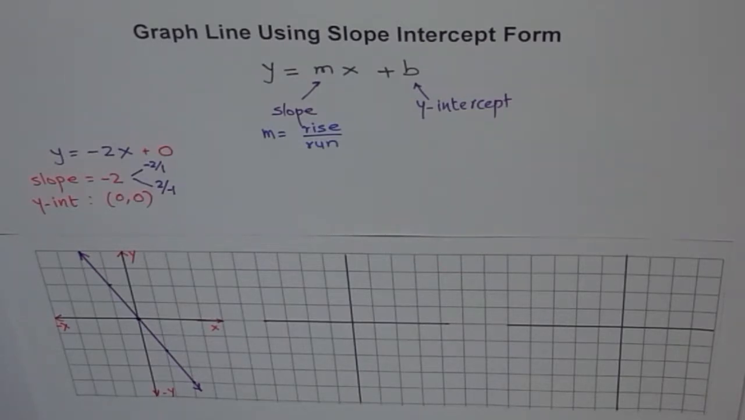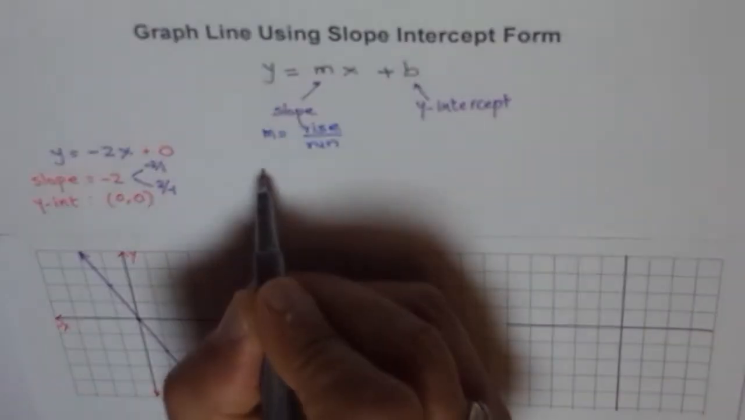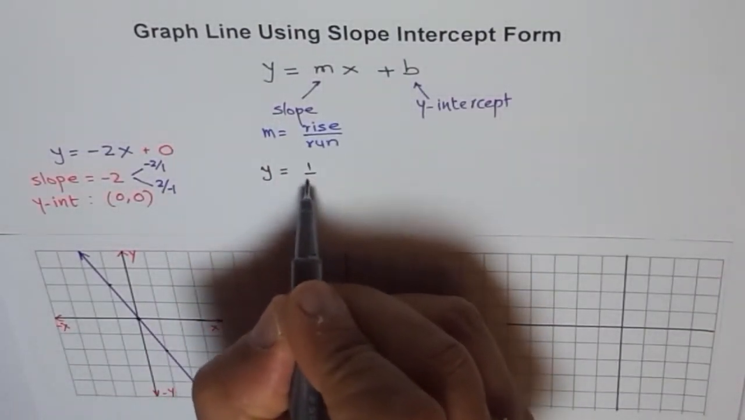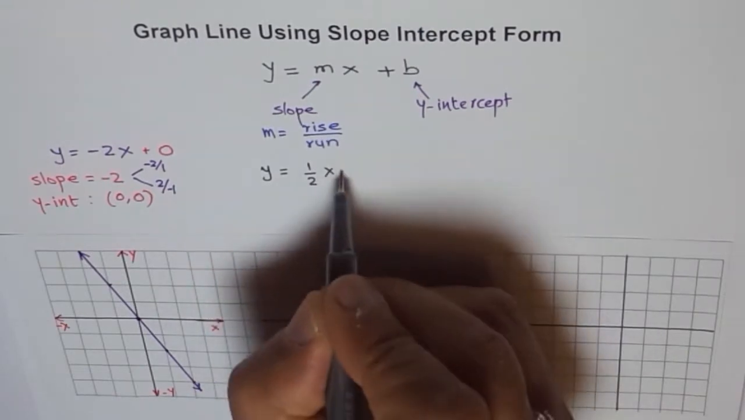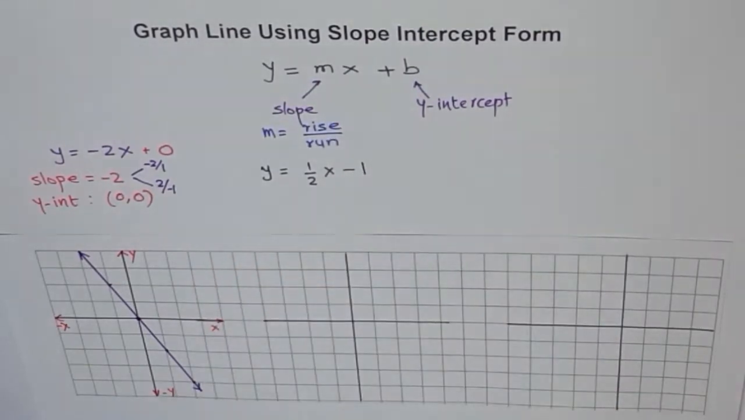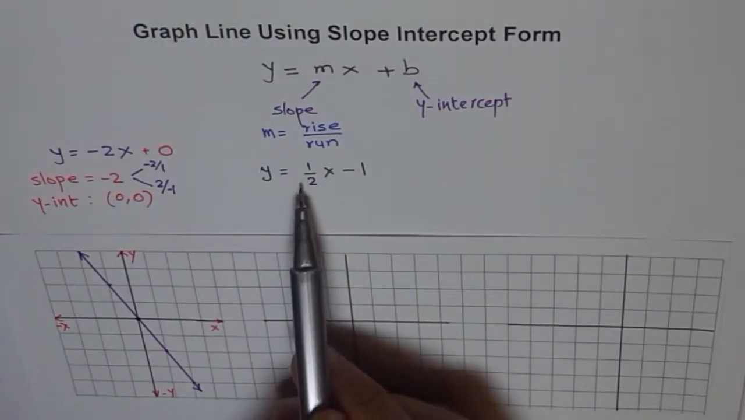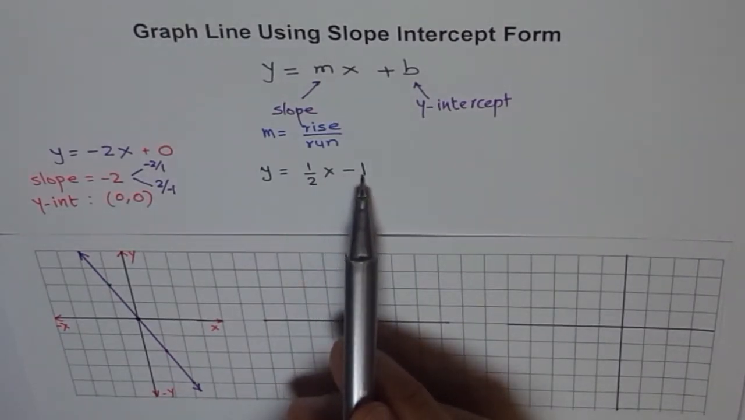Practice only comes from examples. The more graphs you make, the more practice you do, the better you are at it. Okay. Now this time, let me write one equation like y equals half of x minus 1. Now in this equation, what is your y-intercept? Y-intercept is minus 1.